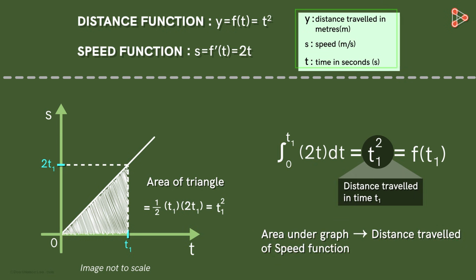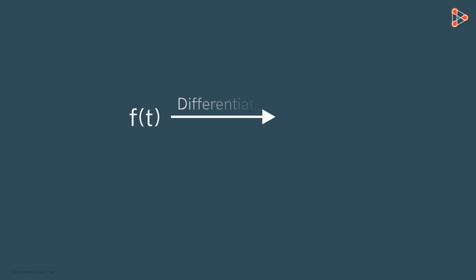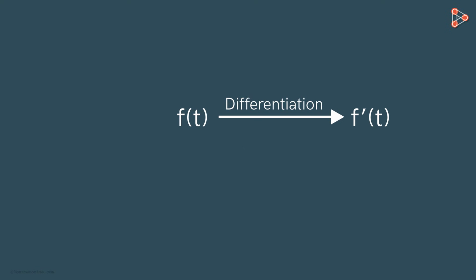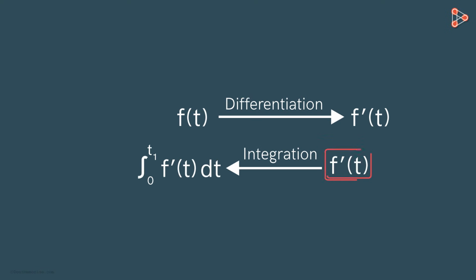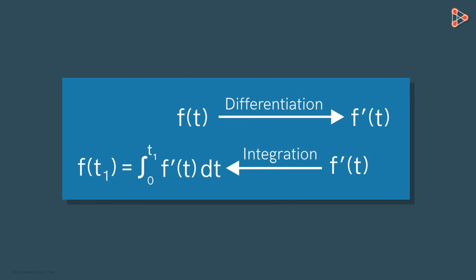We have a function f of t and its differentiation gives us this function f prime of t. Now integration of this derived function gives us the function f of t back. So we see that the processes of integration and differentiation act opposite to each other. Integration is the reverse of differentiation, and differentiation is the reverse of integration.